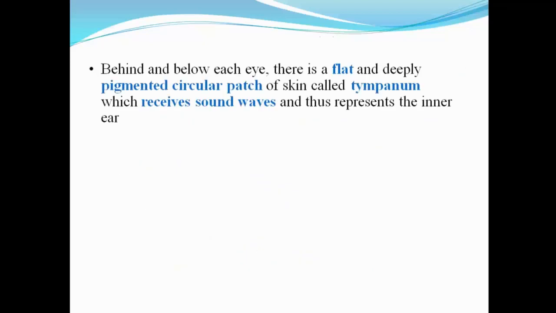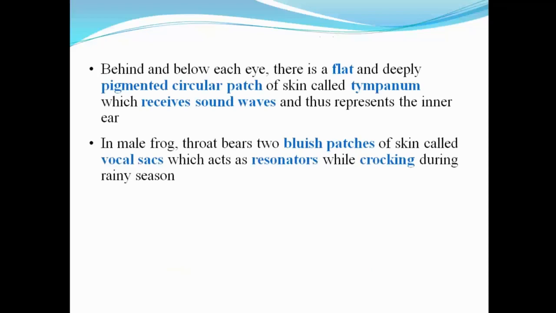Behind and below each eye, there is a flat and deeply pigmented circular patch, that is the tympanum or tympanic membrane, which receives the sound waves, and thus it represents the internal or the inner ear. In male frog, the lower side of the throat bears 2 bluish patches of skin which are called vocal sacs, which act as resonators while croaking during rainy season. And croaking is the mating call for their partners during breeding season.